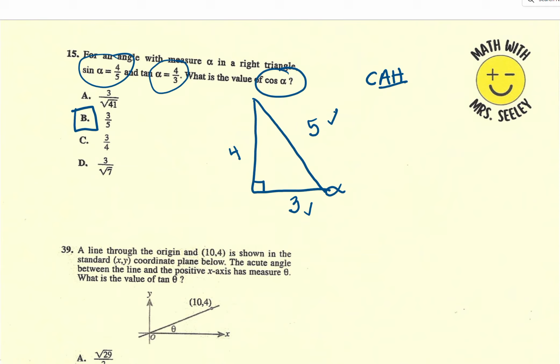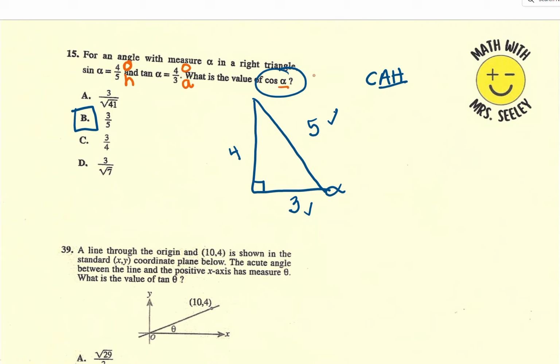Now, I drew the triangle because sometimes you're forced to and you have to draw the triangle. But I really want to show you another quicker way that this could have been done. I could have labeled this. Sine is opposite over hypotenuse. Tangent is opposite over adjacent.